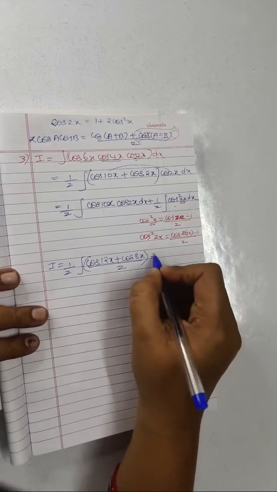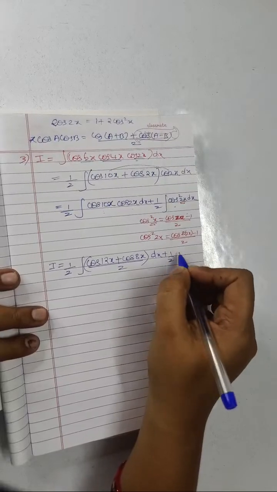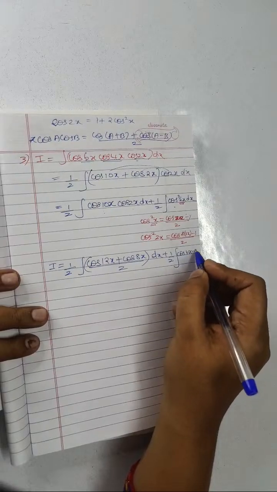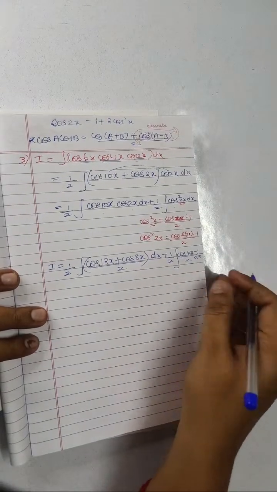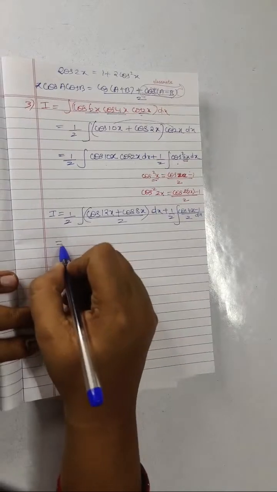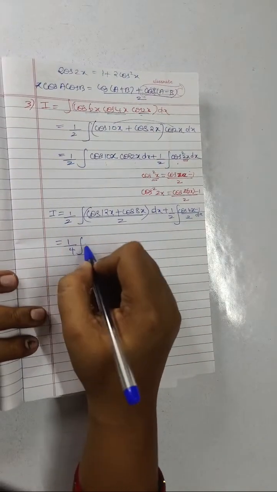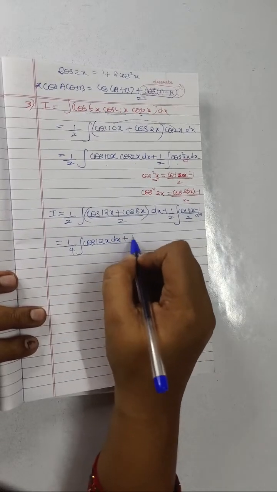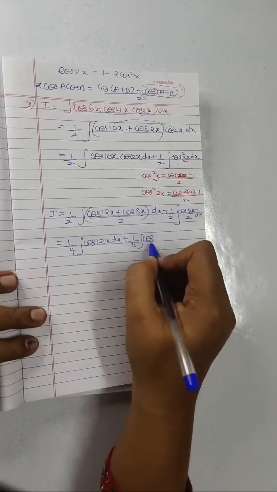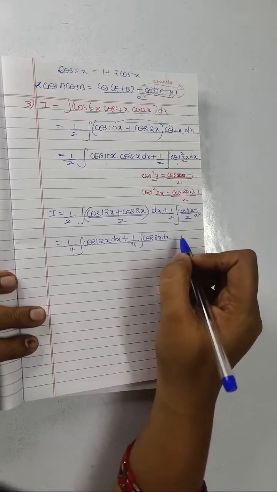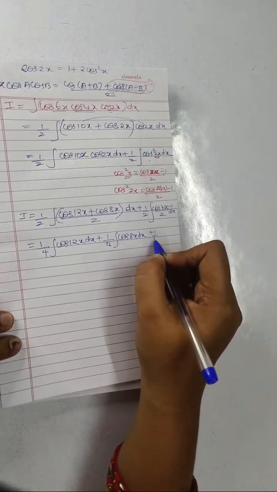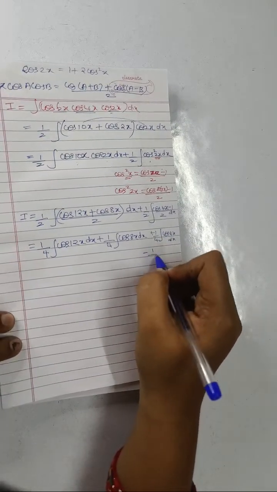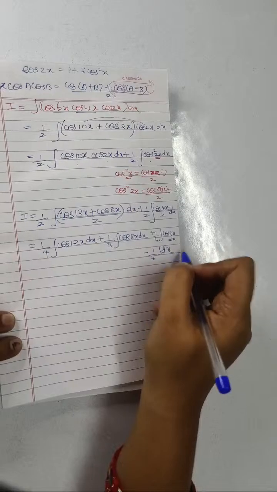So it is cos of 10x plus 2x, that is 12x, plus cos of 10x minus 2x, that is 8x, by 2 dx, plus 1 by 2 you have cos square 2x written as cos 4x plus 1 by 2 dx. So now this can be written as 1 by 4 integral cos 12x dx, plus 1 by 4 integral cos 8x dx, plus 1 by 4 integral cos 4x dx, plus 1 by 4 integral dx.